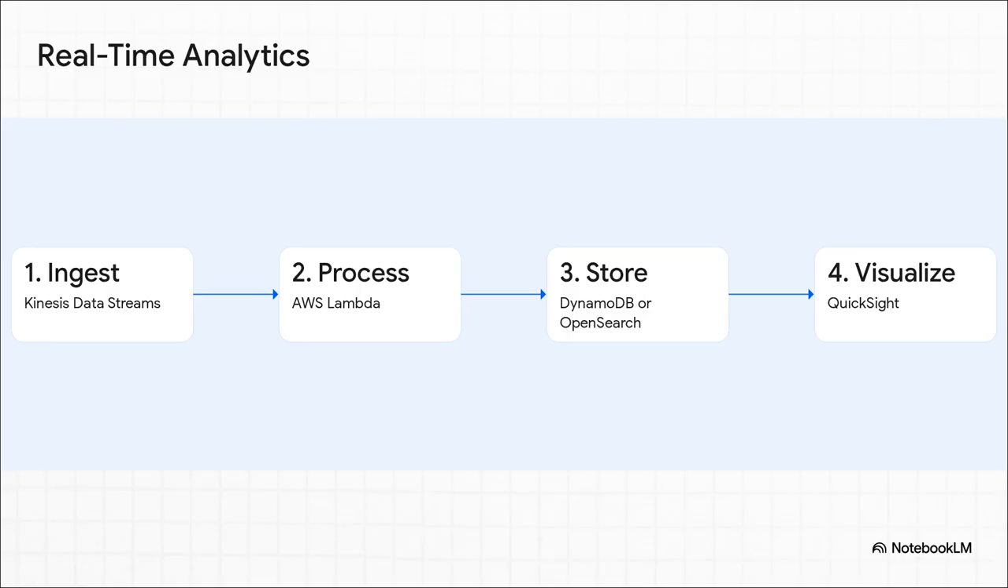So here's our first pattern, and it's built for pure speed. Data comes pouring in through Kinesis Data Streams. An AWS Lambda function grabs each record and processes it in real time. Then it stores the results in a super-fast database like DynamoDB or OpenSearch. And finally, QuickSight connects right to that database to visualize the live results. This is your high-control, low-latency pipeline in action.